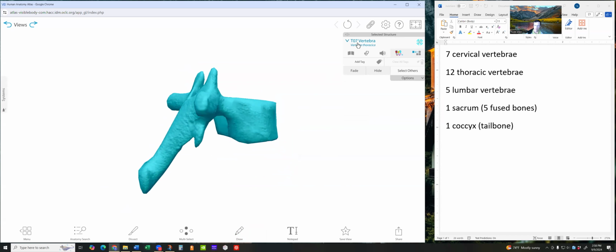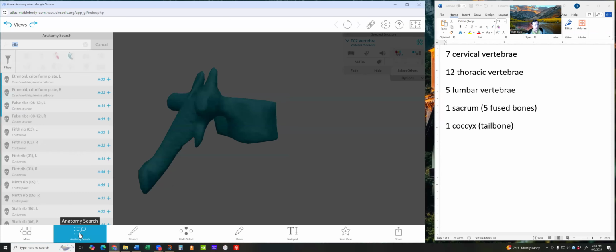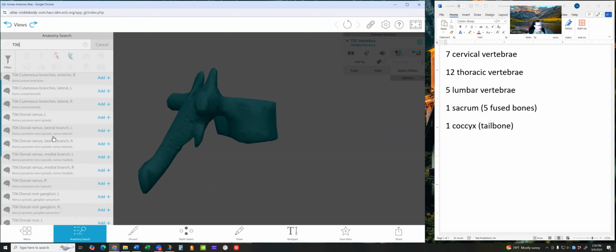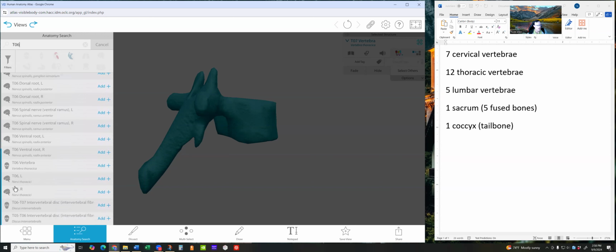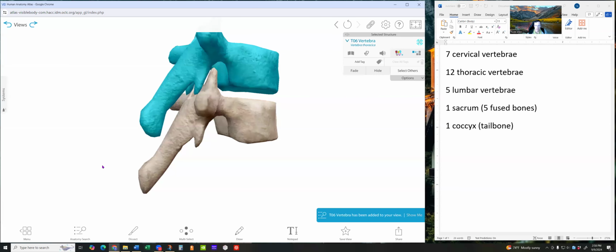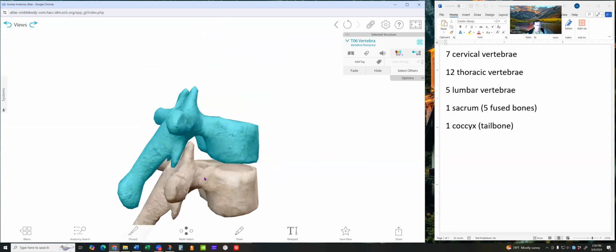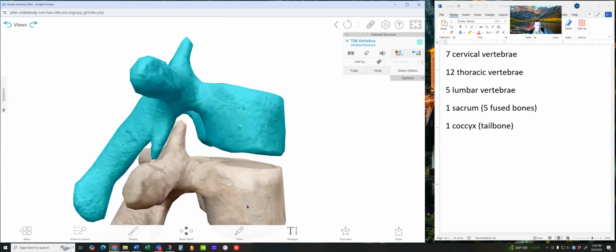Now, this is T7, so we need something to stack on top of this, which would be T6. So go down to Anatomy Search and type in T06, and keep going down into your menu until you find T6 vertebra, and add it. 1, 2, 3, add. If at any point I'm going too fast while at your home, just pause the video. Just pause it. All right. So what I want to highlight for you is this.